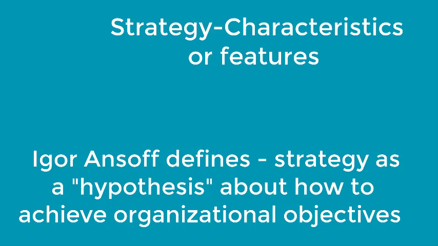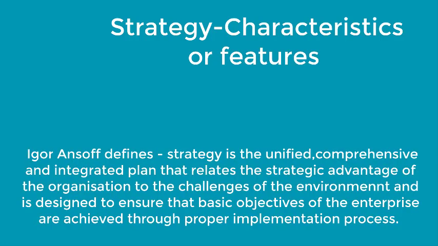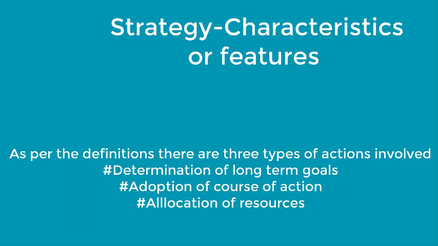According to Glueck, strategy is the unified, comprehensive, and integrated plan that relates the strategic advantage of the organization to the challenges of the environment and is designed to ensure that the basic objectives of the enterprise are achieved through proper implementation. Strategy is an action inclusive of objectives. As per the definitions given, there are three types of action involved in the strategy. What are these actions? Determination of the long-term goals or objectives of the organization. This is the most important thing.